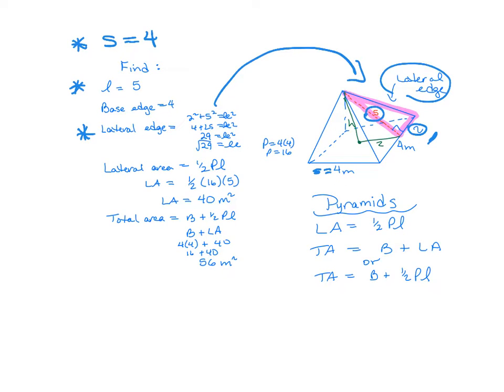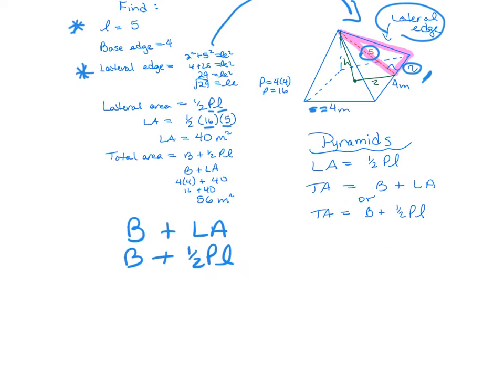To find the lateral area, you're going to do 1/2 perimeter times slant height. We already knew the side of our square was 4, so 4 times 4 gave me 16, times the slant height, and you get 40 meters squared. Total area: remember, you find the area of the base plus the lateral area. Lateral area is 1/2 perimeter times slant height. We already did that, and that was 40 meters squared. My base is a square, 4 times 4, so 16 plus 40, and 56 meters squared.